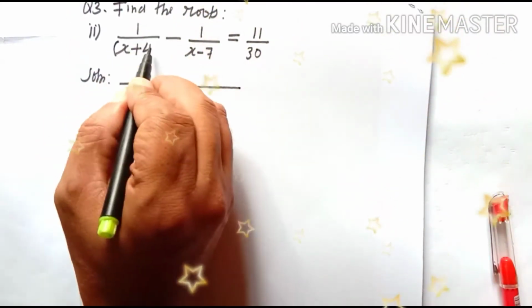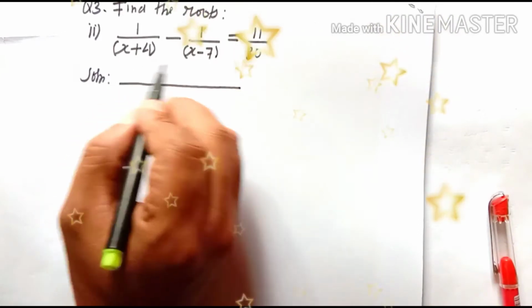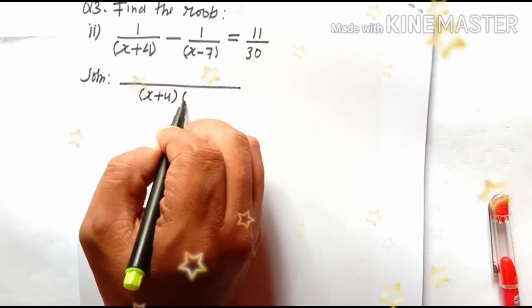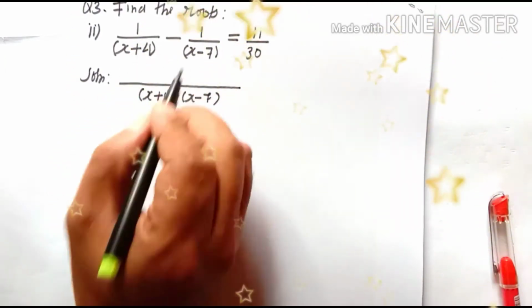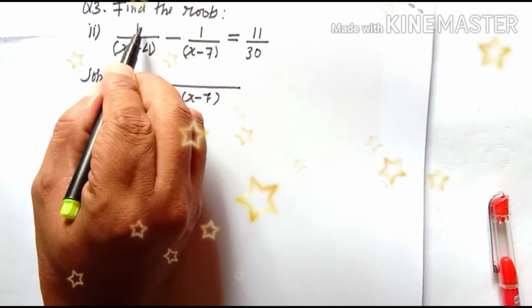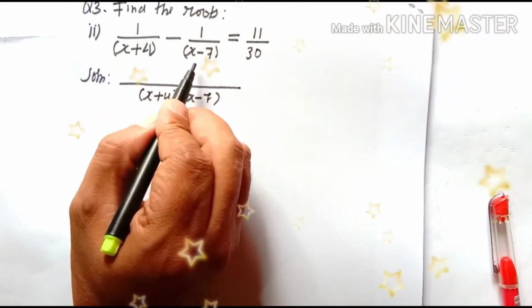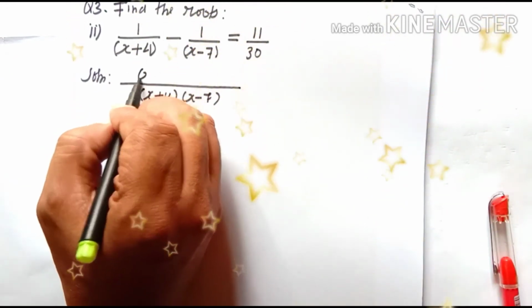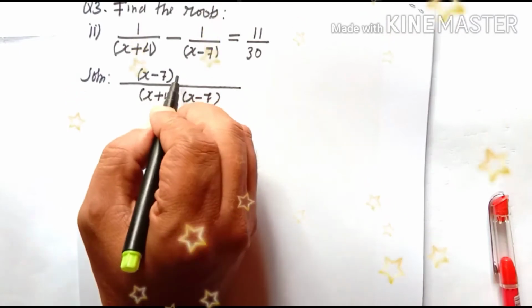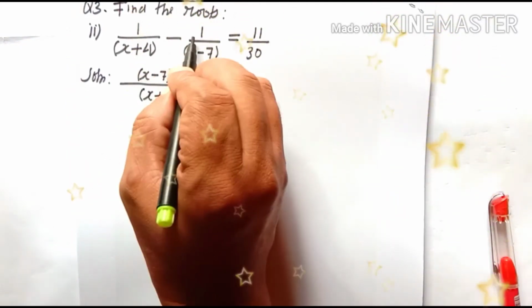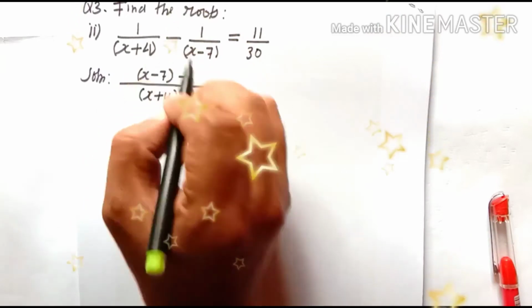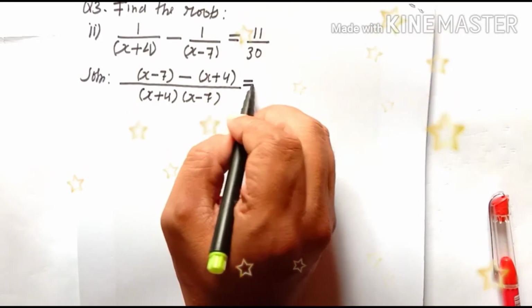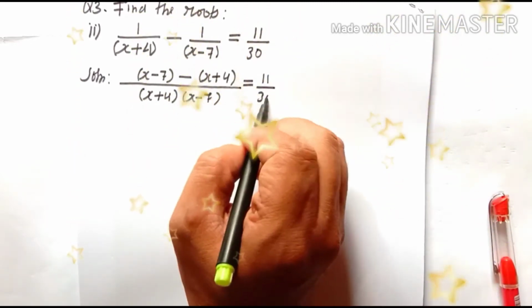We don't have any common factor here, so you'll have to take both the factors, that is (x plus 4) into (x minus 7). Since we don't have any common factor, it is always possible to take a cross multiplication. So if you multiply by 1, it will give the same factor, which is x minus 7. After that, minus sign. Again, for these two take a cross multiplication. We are multiplying by 1, it will give the same factor x plus 4, which is equal to 11 divided by 30.